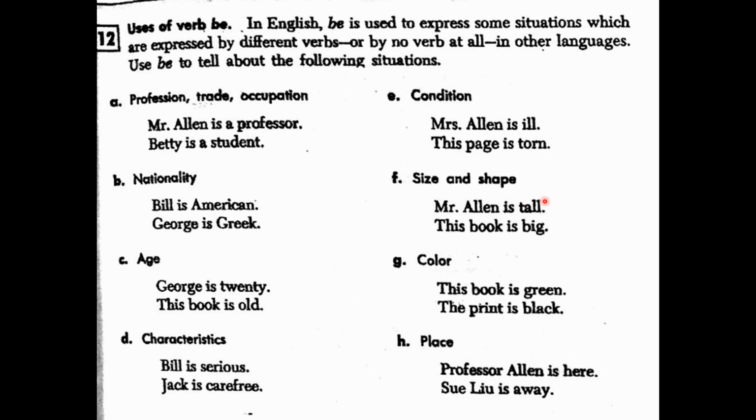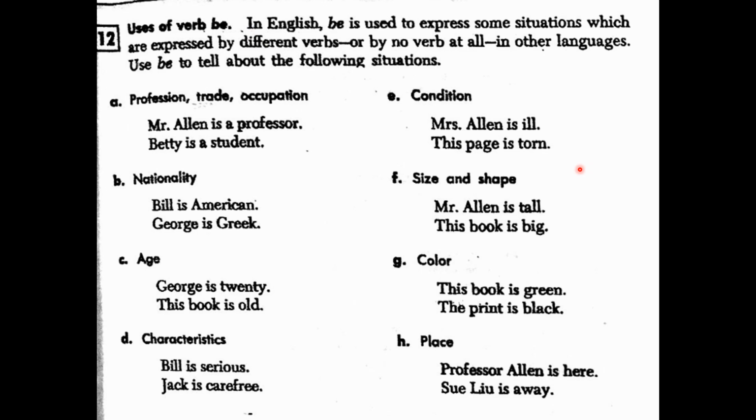Size and shape. Mr. Allen is tall. It's his size. This book is big. Also size or shape. Color. This book is green. The print is black. So green and black are types of colors. Place. Professor Allen is here. Sulio is away. So the words here and away refer to place. So these are the 8 conditions, the 8 uses of verb be.